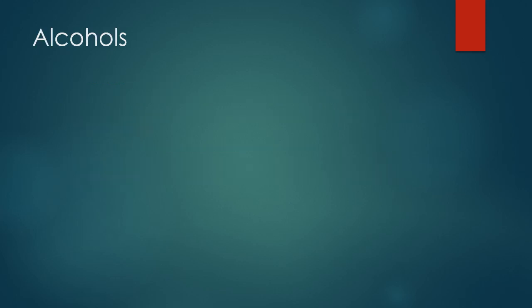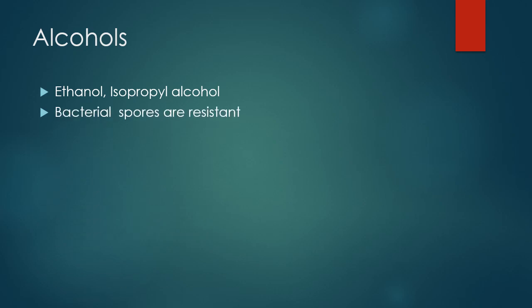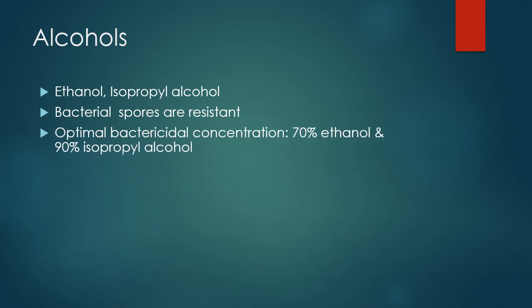In alcohol group, most frequently used alcohols for antiseptic purposes are ethanol and isopropyl alcohol, which is also known as isopropanol. They are rapidly active against various microbes that includes gram-positive, gram-negative organisms, fungi, viruses, TB bacilli, etc. But they are not sporicidal. So bacterial spores are resistant to the action of alcohol.